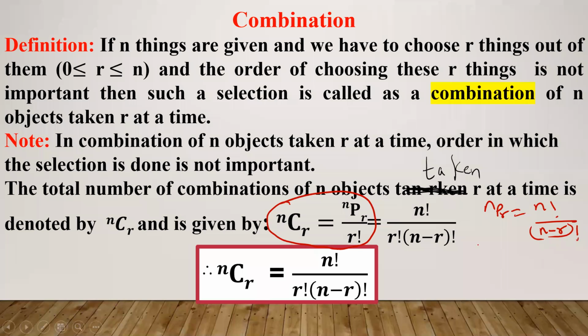मतलब इसको हम NCR is what? NPR divided by r factorial. मतलब यहाँ पर हमको r factorial से divide करना. So we are getting NCR formula as n factorial divided by r factorial into n minus r factorial. See, n factorial divided by n minus r factorial, this is NPR. है ना, और इसमें नीचे r factorial करेंगे तो you get NCR. So this is the formula to calculate number of combinations of n objects taken r at a time. What is the formula? Once again, NCR equal to n factorial divided by r factorial into n minus r factorial.